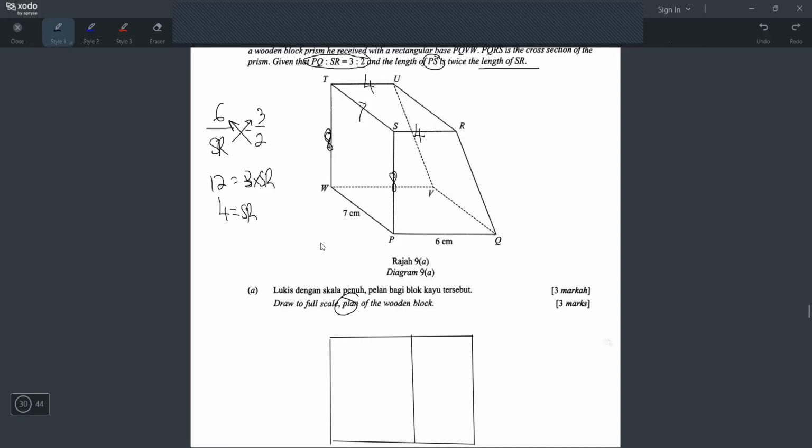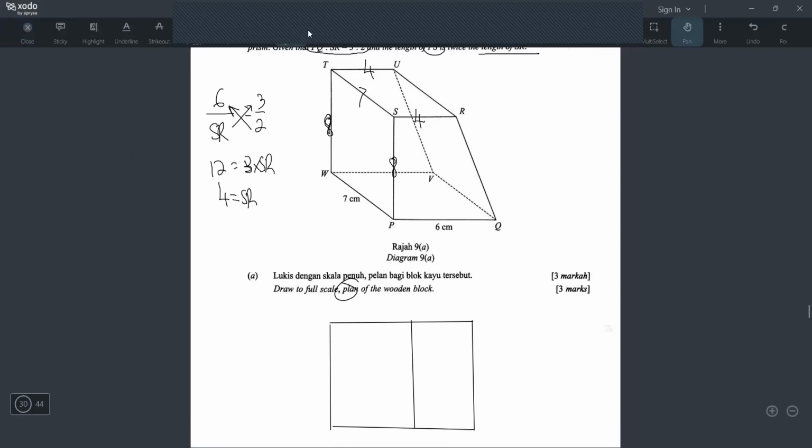Okay, so let's try to draw this. Of course, when you draw this in your exam, you have to measure it exactly the length. So this will be 4 cm, then this will be 7 cm, and then this will be 4 cm, and then this will be 7 cm also, right?